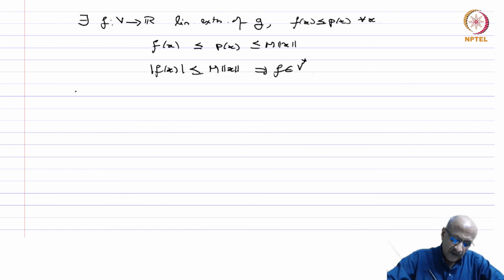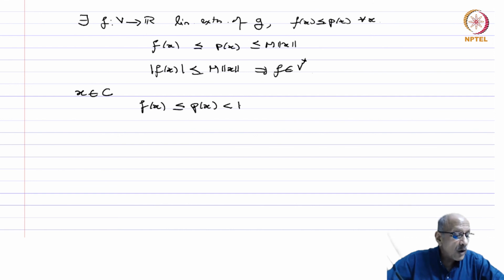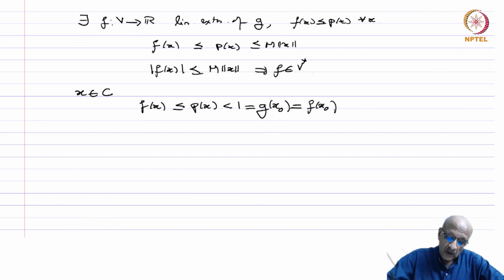Then if x belongs to C, we have f of x is less than or equal to p of x, and x is in C, so p of x is strictly less than 1, and 1 is nothing but g of x naught, and because f is a linear extension, this is f of x naught. So for every x in C, f of x is strictly less than f of x naught, and this completes the proof. So we will now use this theorem to prove some separation theorems for convex sets.